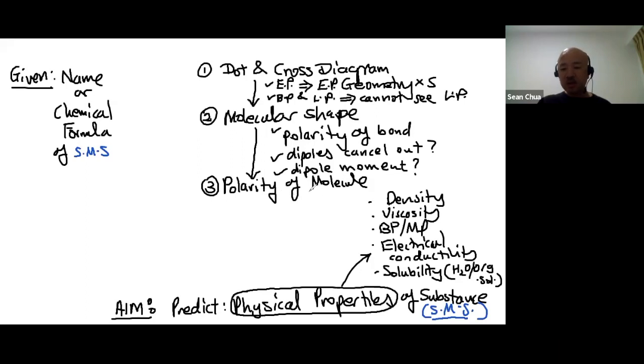So polarity of molecules is here. Then what else? We will then go into physical properties. So what we did in part 2 notes is until here. All right, point number 3.